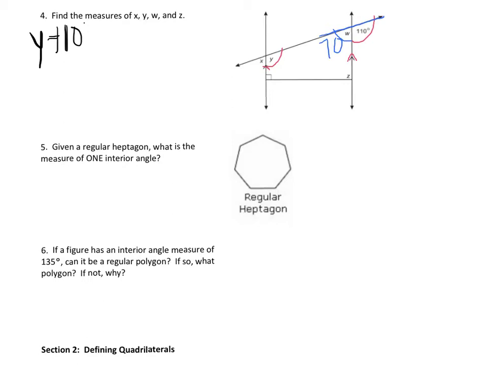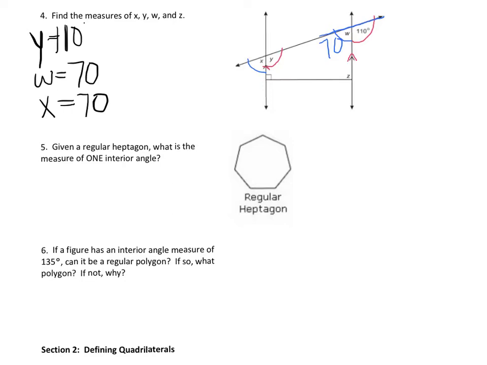So I know that w equals 70 degrees. I also know that x is corresponding to that 70, so those must be equal. So x must also be 70. And z is the only one I've left.